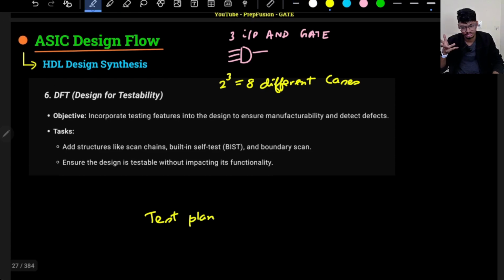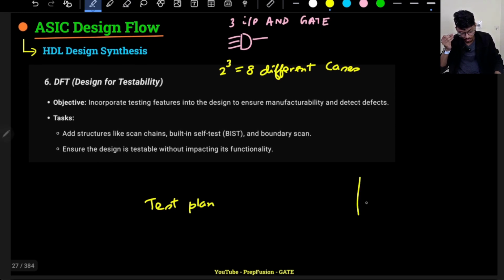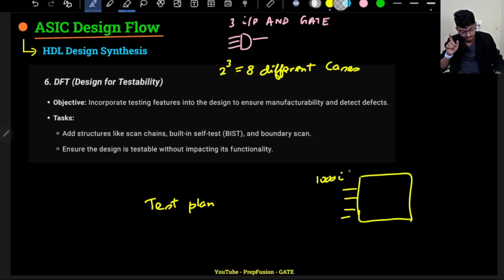You have to define a logic. I will not go into that right now, but you have to design a logic. Now 8 different cases is fine, but let's say I have a chip that has 1000 inputs and I have to check all the 1000 inputs. So how many different cases will I have? It will be 2 raised to 1000, which will be a lot. So I don't want that, right?